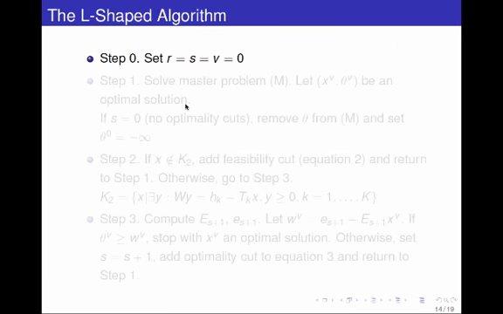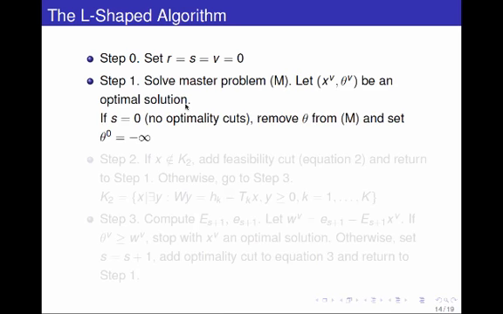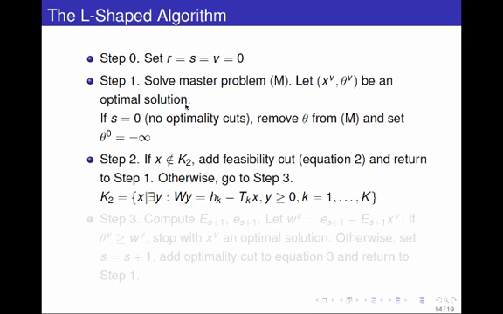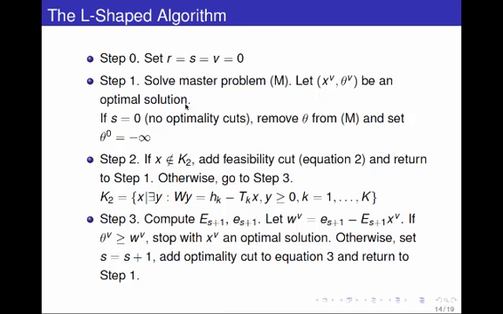So here's the description of the algorithms. In the L-shaped algorithm, you initialize everything: no optimality cuts, no feasibility cuts, and iteration zero. You solve the master. If you're in the first iteration and you don't have any optimality cuts yet, you don't include the theta variable in the master, and your theta zero approximation is minus infinity. If you don't have a feasible solution, you add a feasibility cut. Then you compute one optimality cut, and your termination criterion is if the theta v computed here is greater than or equal to the w v, which is computed in step three.